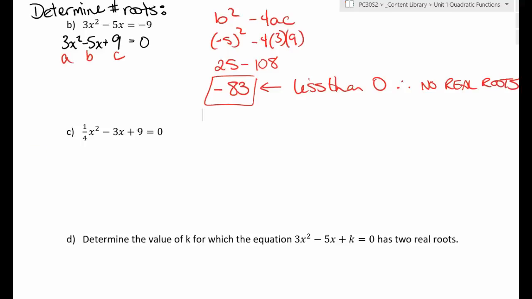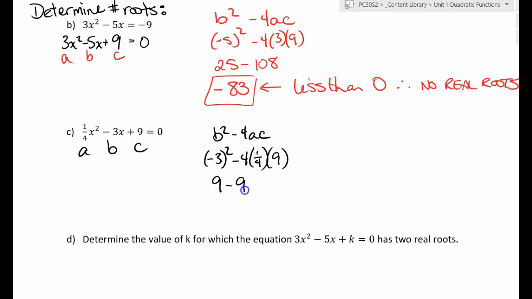If we look at the next equation, we've got a, b, and c, and we're going to plug them all into the discriminant. So again, b squared minus 4ac. It's not a bad idea to always write out your formula before you start plugging in. It's going to be negative 3 squared minus 4 times a fourth multiplied by 9, which is 9 minus 9, which is 0. Because it is actually 0, that means that there will be one real root.